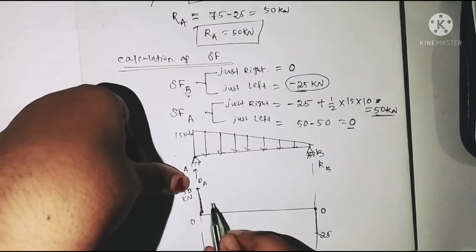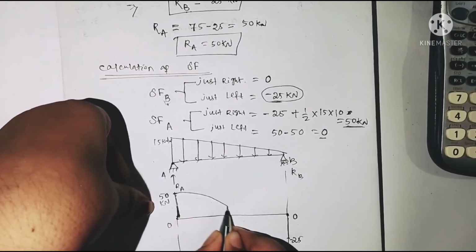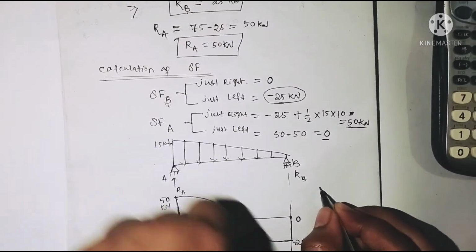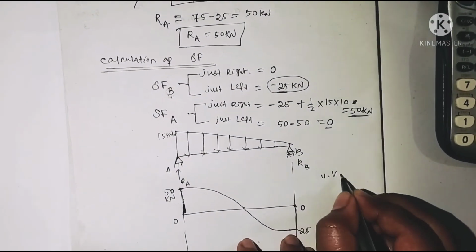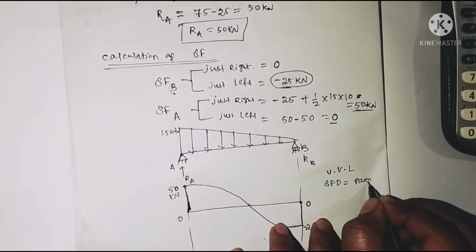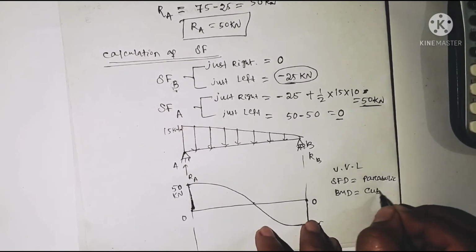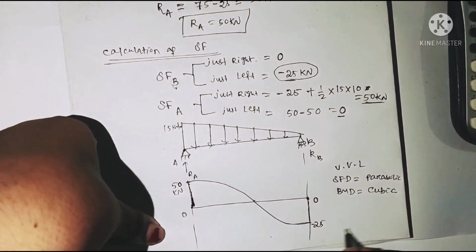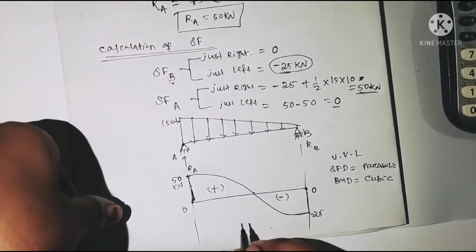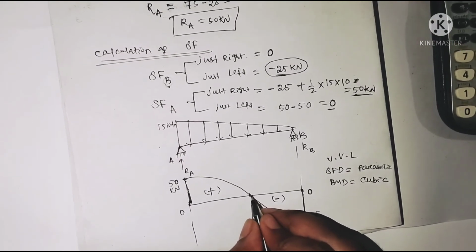Now join point A and point B parabolically, because in a UVL the shear force diagram will be parabolic and the bending moment diagram will be cubic. So we join it parabolically. Here it is positive and here it is negative. Now calculate at what point the shear force will be 0.